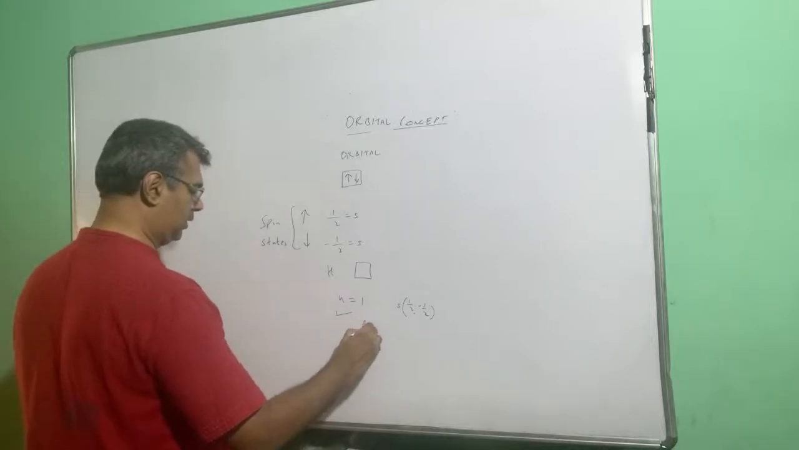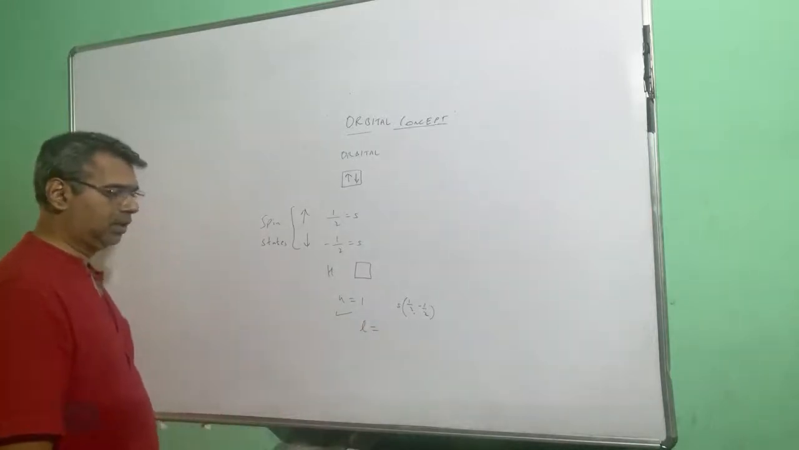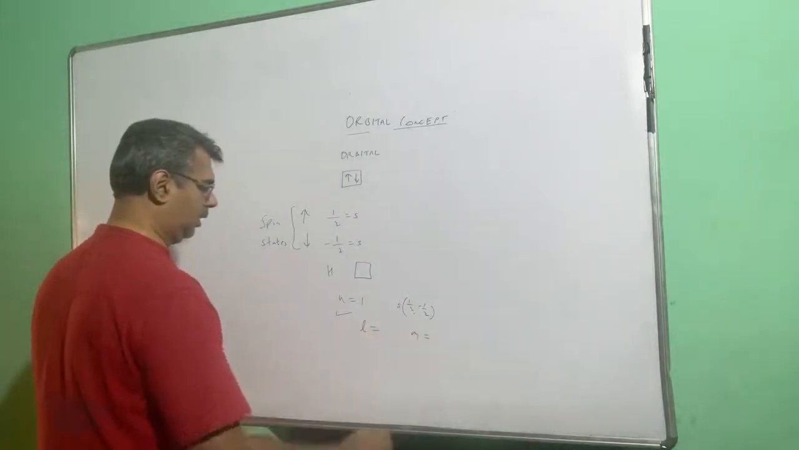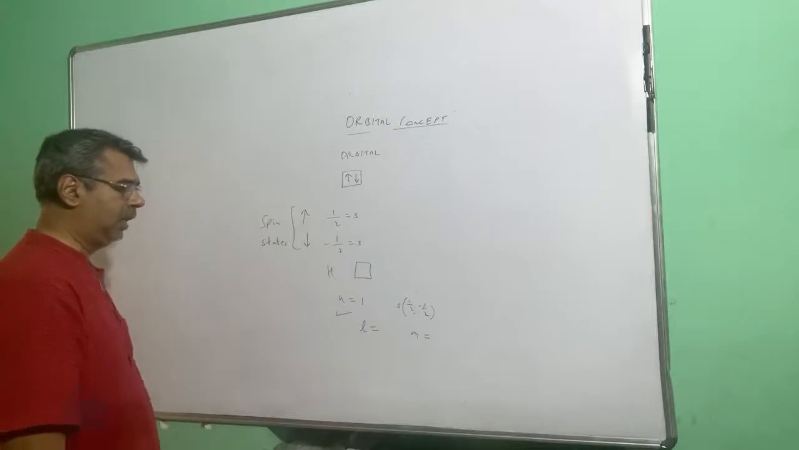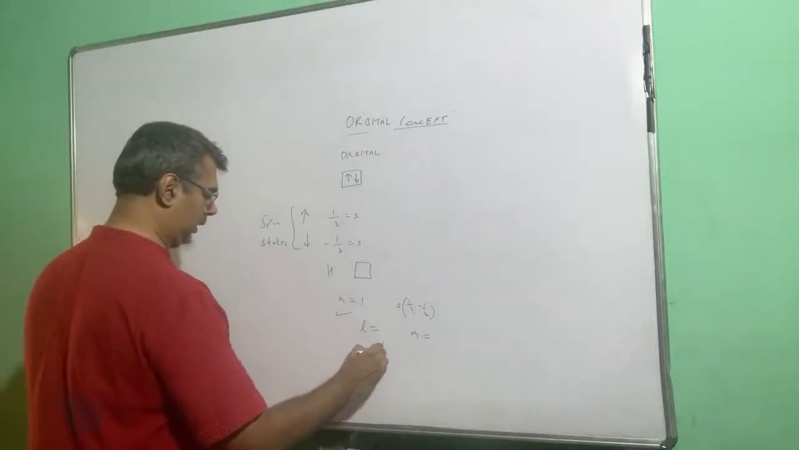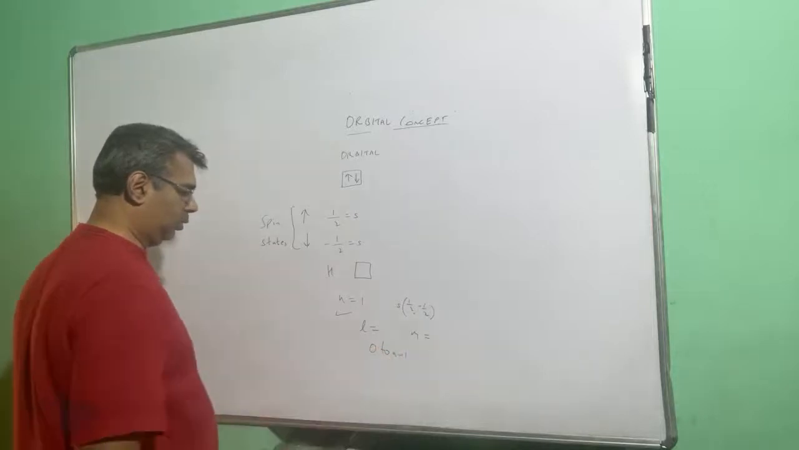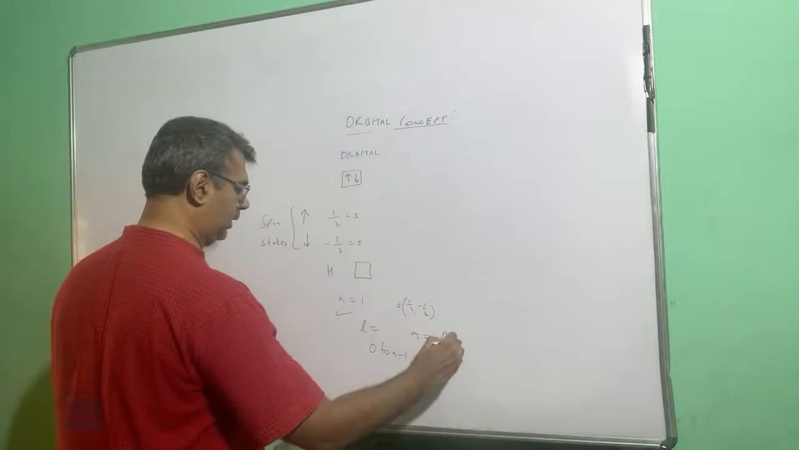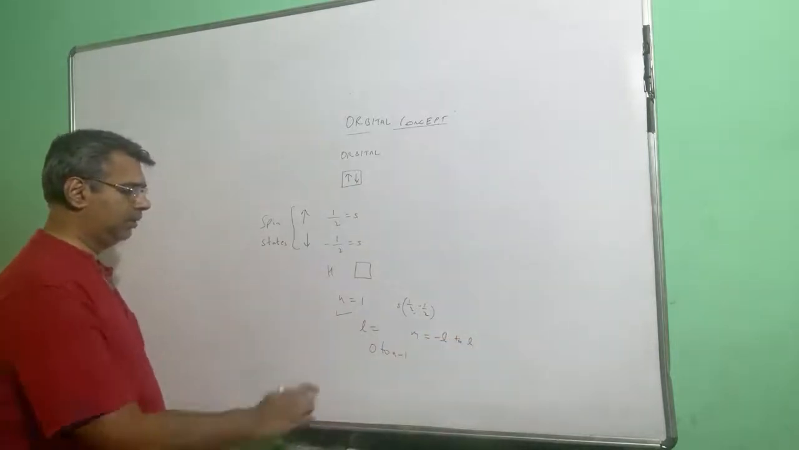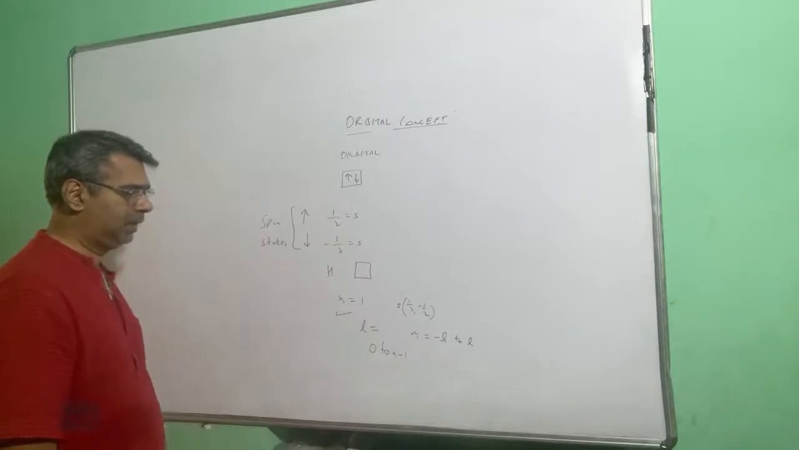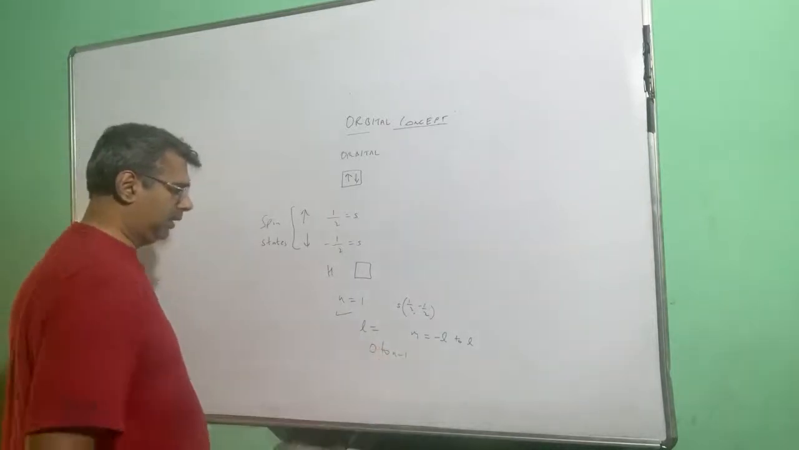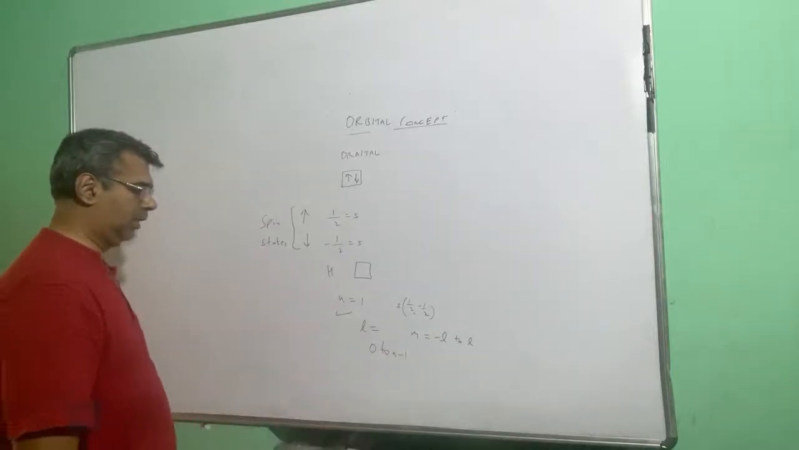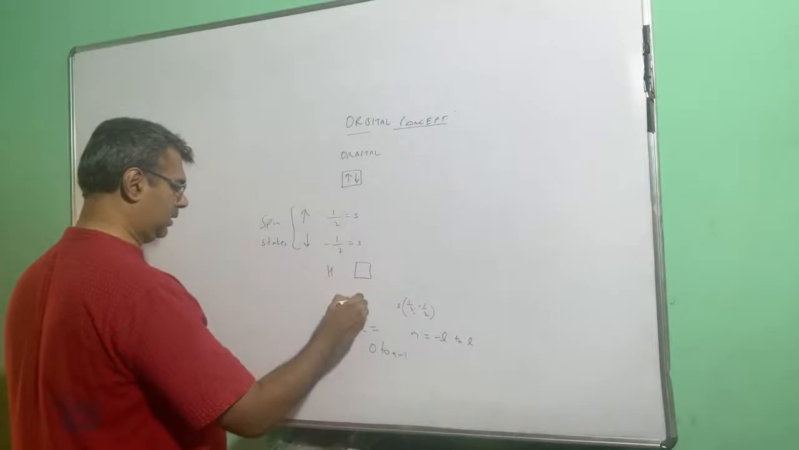The first one is called the azimuthal quantum number, symbol l. The second one is called the magnetic quantum number, symbol m. The azimuthal quantum number starts from 0 and goes up to n minus 1, and the magnetic quantum number starts from minus l and goes up to plus l. So when n is 1, l will be just 0.